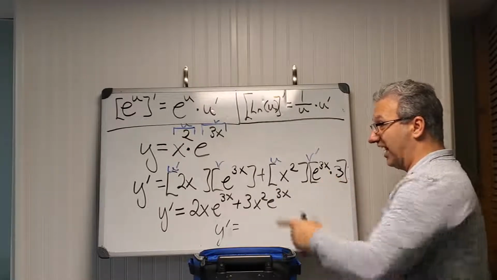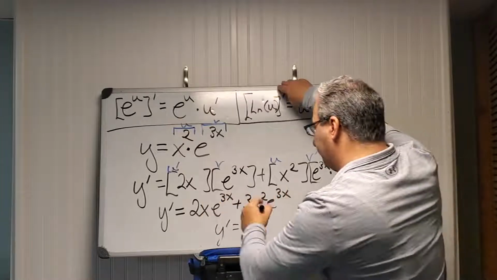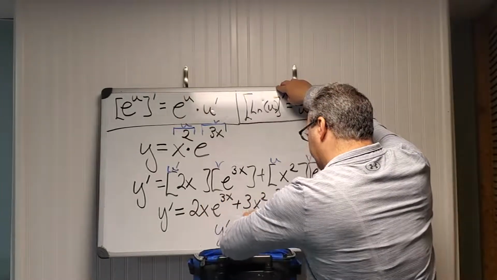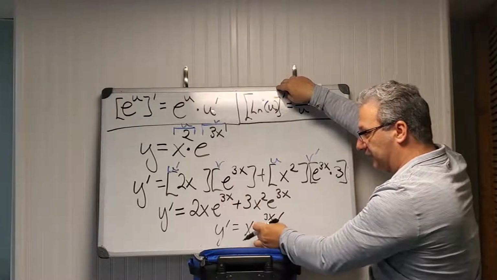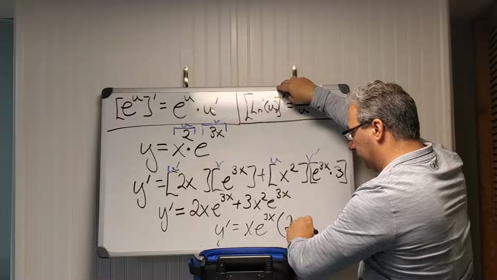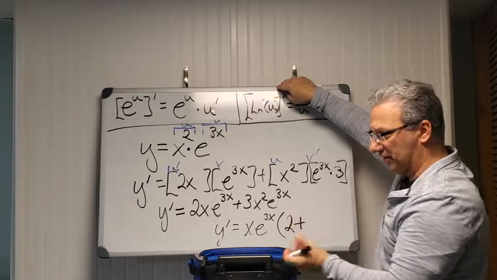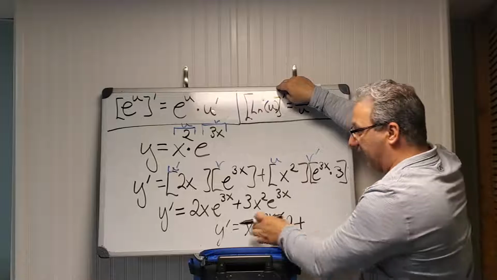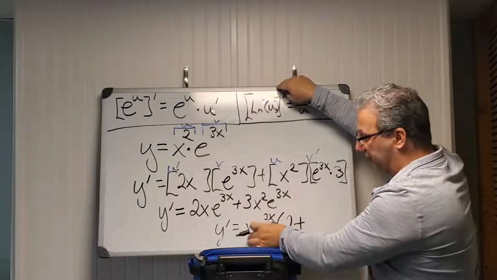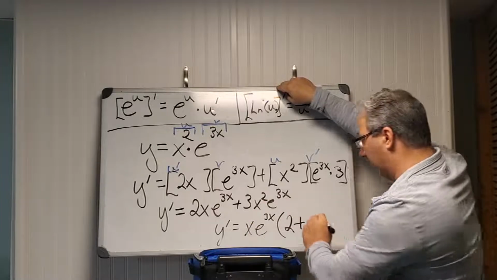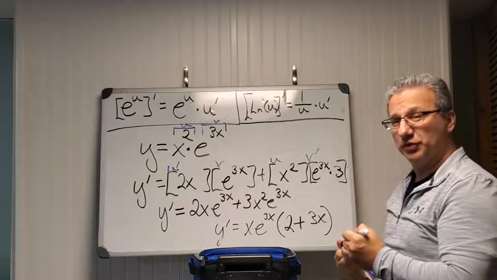What I'm saying though is I could factor. What do this and this have in common? They both have an x and an e to the 3x. I could factor that out of both of these. If I factor an x e to the 3x out of here, I'm left with a 2. If I factor an x e to the 3x out of there, I'm left with a 3x. This would be my factored derivative.